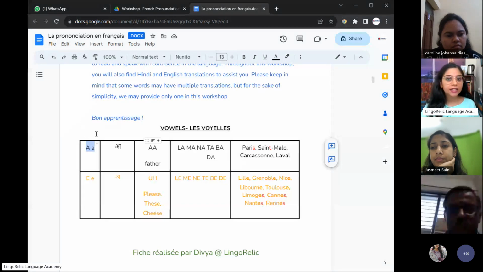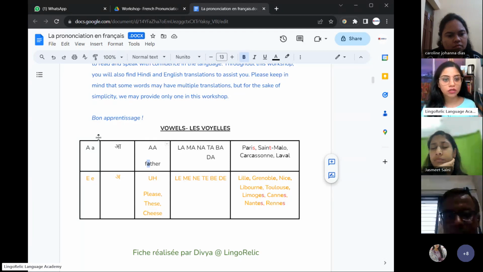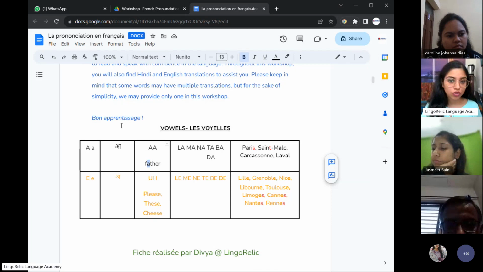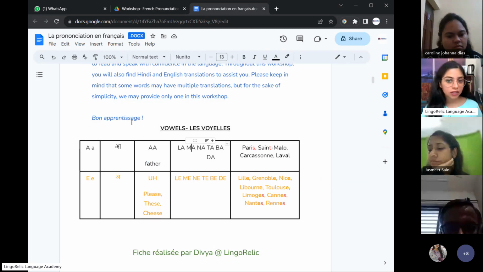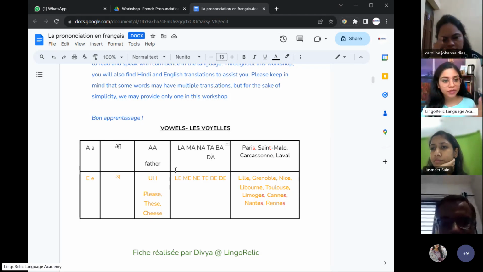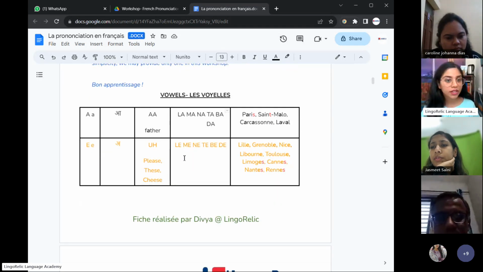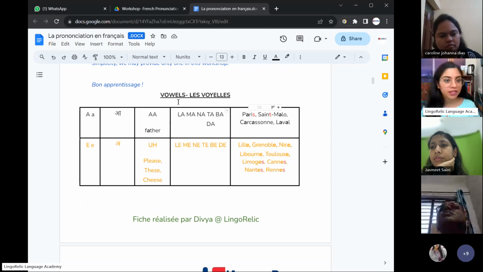So you have A, which is the first vowel. This is just the sound as in the word father in English. It's the A sound. It's never A, it's never E. It's always A in French. So you have la, ma, na, ta, ba, and da. I have tried to create this document using names of some cities or some vocabulary. In this session today, you are also going to learn a lot of vocabulary, so please keep memorizing the words with me.